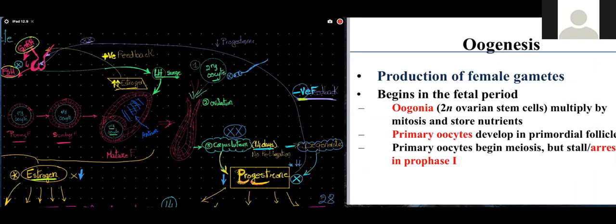Oogenesis, remember, we started with a stem cell. This is the oogonium. Oogonia are diploid cells. They perform a mitotic division. This will allow them to form primary oocytes. And remember, this takes place only during fetal life. Primary oocytes will begin meiosis, but they will be arrested in prophase 1.